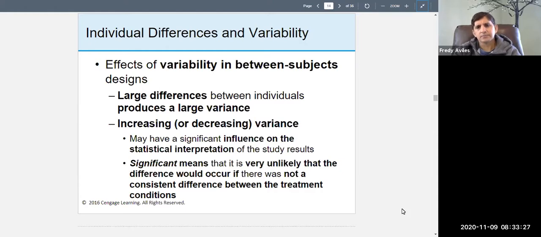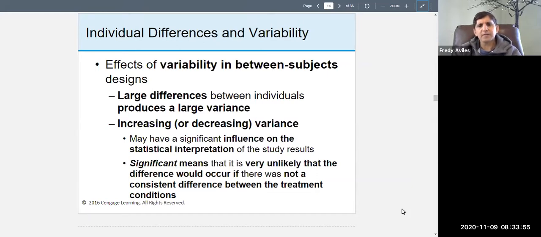Think of it that way. Even though it's a statistical term and there's a way to compute the variance, it's due to variation. Okay, the more variation in the scores, the larger your standard deviation, right? The larger your variance. Okay, so large differences between individuals produces a large variance, produces a lot of variation. Okay, increasing or decreasing variance. You can increase it, you can decrease it in certain ways, right?